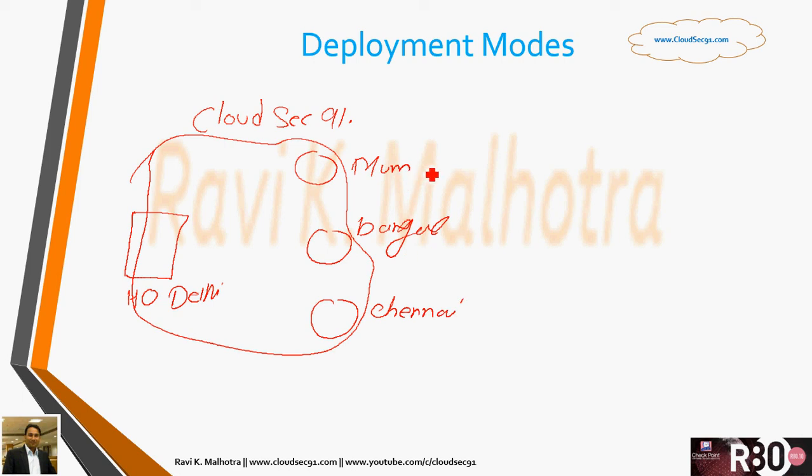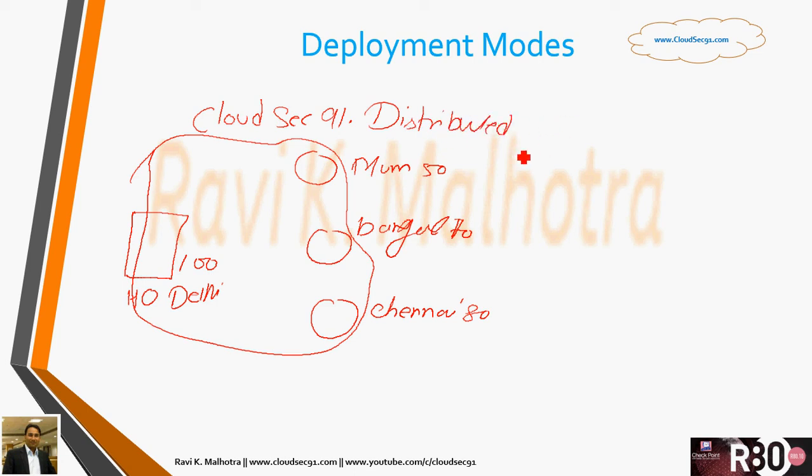Mumbai has a capacity of around, let's say, 50 users. Bangalore has a capacity of 70 users. Chennai has a capacity of maybe 80 users. Here we have 100 users. So in this case, we will go with the distributed deployment.